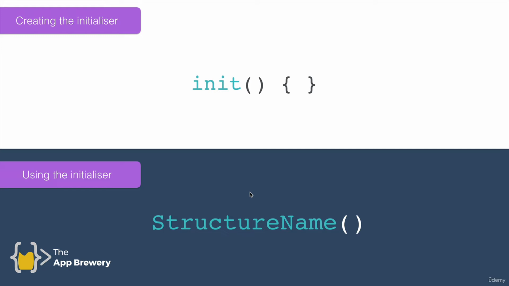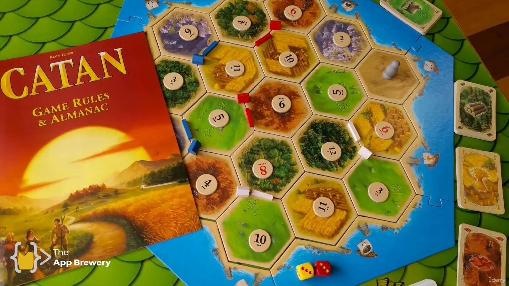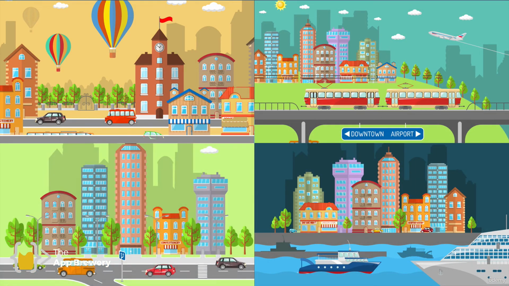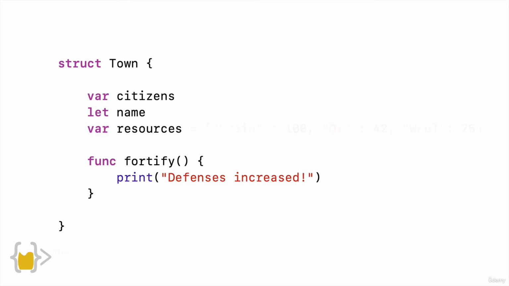Well, suppose you want to create the next Civilization or Settlers of Catan video game. In that case, you're going to need more than one town, right? In addition to Angela Land, you'll need Athens, Beijing, and New Delhi, and many, many more. But all of these places are different. They have a different name, different citizens, and different resources.